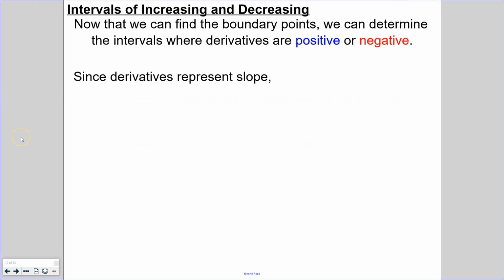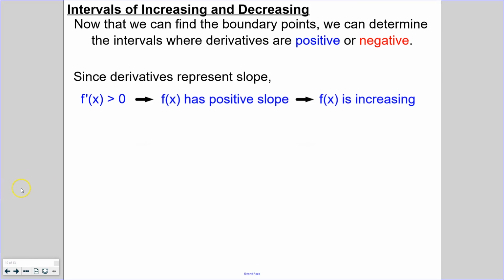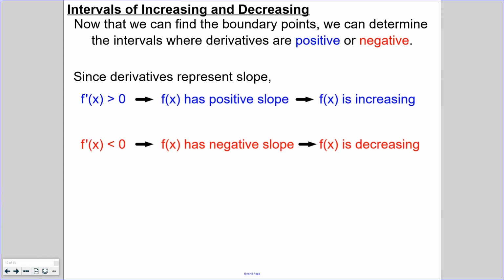So, since derivatives represent slope, we know that when the derivative is greater than 0, our function has a positive slope. And if our function has a positive slope, that means the function is increasing. And similarly, the derivative is going to be negative when the function has a negative slope, i.e. when the function is decreasing. So using this information along with our boundary points, we're going to be able to determine where the derivative is positive or negative.